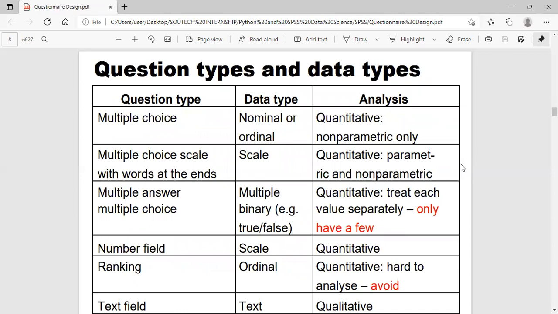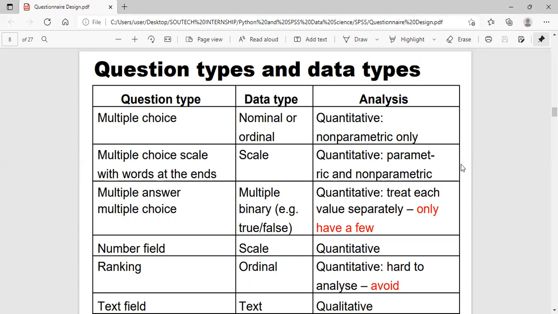Next, we have question types and data types. Question types, we have multiple choice questions. We have multiple choice scale with words at the end, multiple answer, multiple choice, number field, ranking, and text field. Let's start from multiple choice. Multiple choice questions, you get all those ABC questions where you pick one. Yeah, you pick one answer.